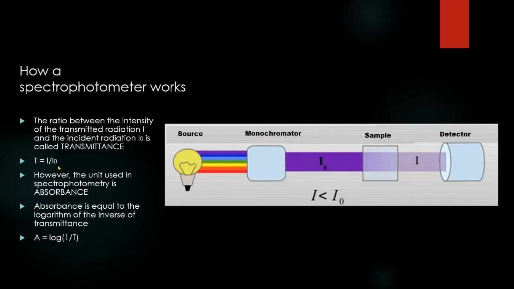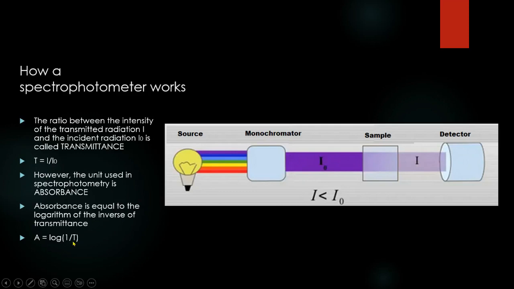In spectrophotometry, we do not usually talk about transmittance. The unit used is absorbance, and absorbance is related to transmittance because it is the logarithm of the inverse of transmittance. A equals log of 1 over T.